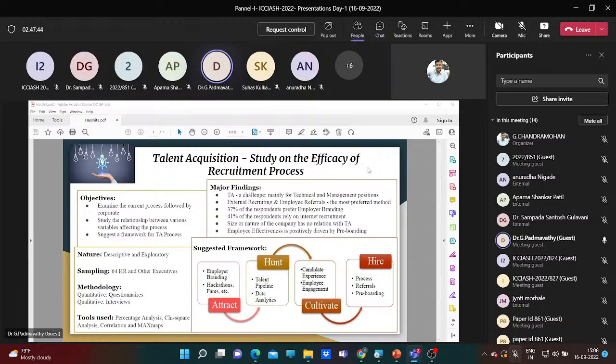The model has two things: one is the pre-recruitment phase and the other is the recruitment phase. In the pre-recruitment phase, the employer needs to concentrate on integrating the talent acquisition process with business goals, and from this, develop the objectives and job descriptions. In the recruitment phase, as you see in the diagram, they can concentrate on four aspects: attract, hunt, cultivate, and hire.